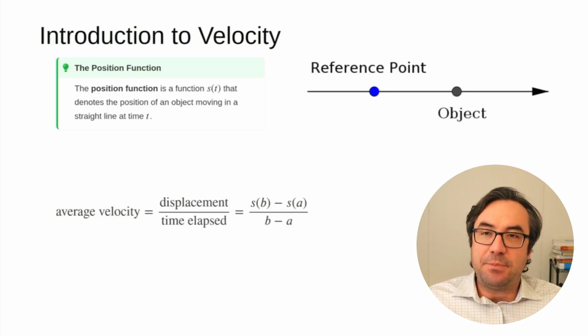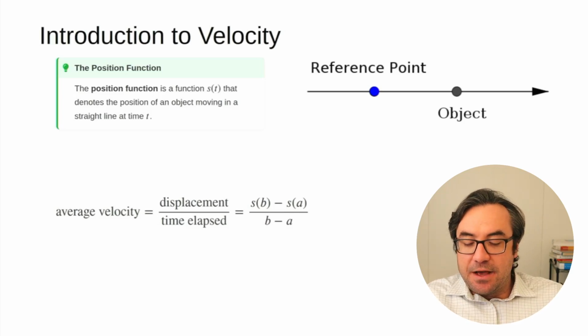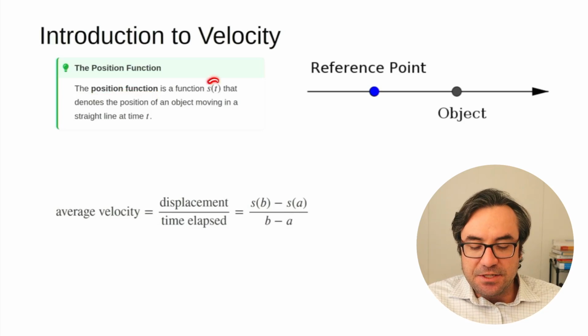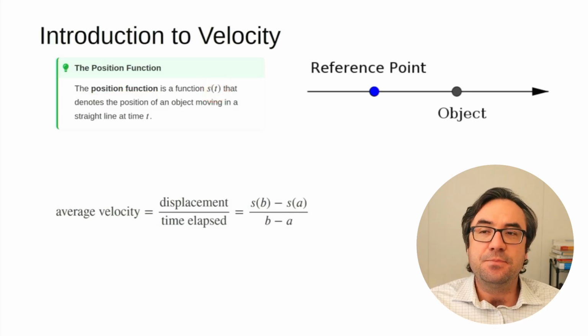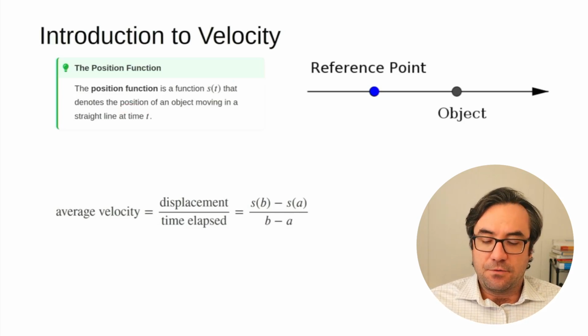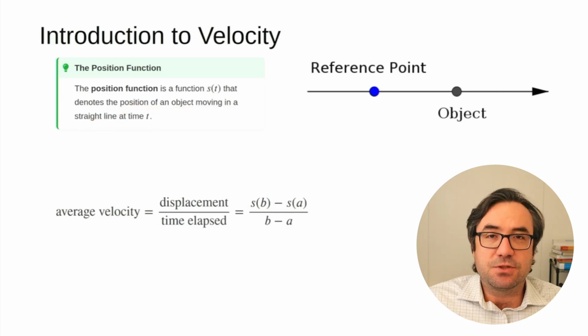So the setup here is we're going to have a function. We're going to call it a position function. And this is a function s of t. What it does is it tells us the position or the location for an object that's moving in a straight line at time t. So it tells us where our object is at any given moment in time.